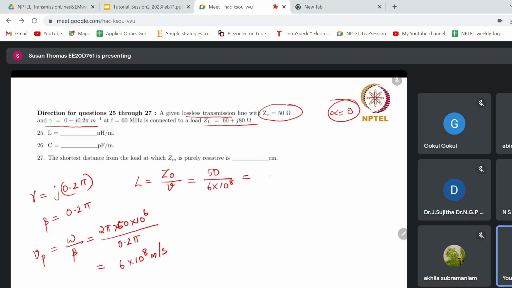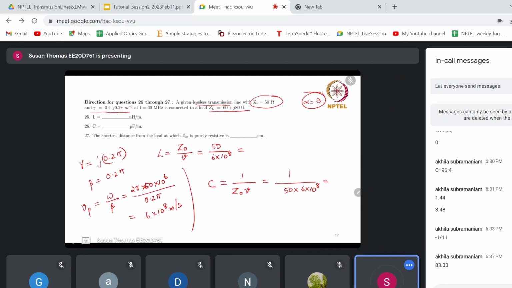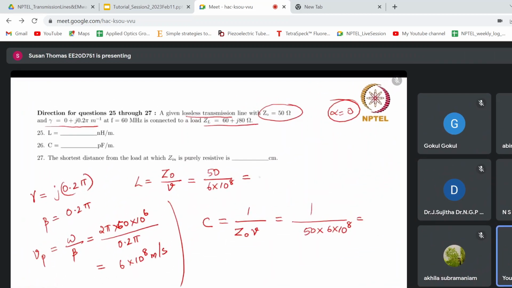Can we have the answers for L and C also? How do we find C? 1 by Z0 into V. 1 by 50 into 6 into 10 power 8. Okay. So your L is 83.33 nanohenry per meter. And how about C? Capacitance is 33.33 picofarad per meter if you calculate.